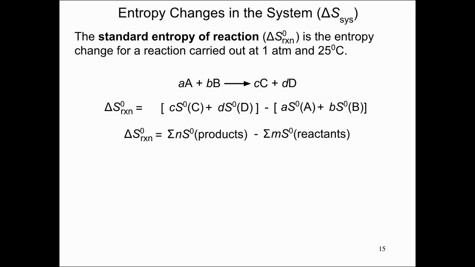The standard entropy of a reaction, much like standard enthalpy of a reaction that you saw earlier in thermodynamics, is the entropy change for a reaction carried out at 1 atmosphere, so normal atmospheric pressure, and 25 degrees Celsius, roughly room temperature. Much like other state functions that you've seen thus far this year, the standard value is the sum of the coefficients times the values for the products minus the sum of the coefficients times the values for the reactants. It's final minus initial conditions, just like other state functions you've seen in thermodynamics.